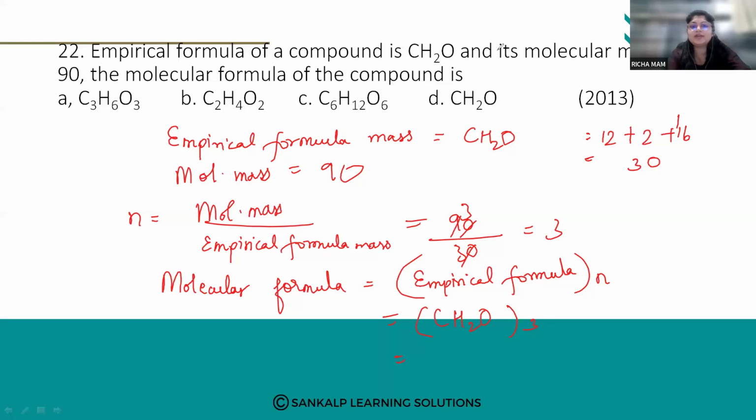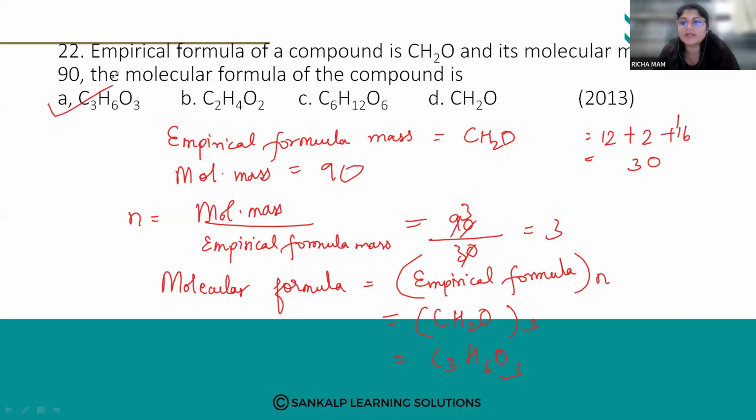Yes, which is the option, students? A. Okay, option number A. C3H6O3. Okay, so it is option number A. Yes, very good. Okay. So what is given?